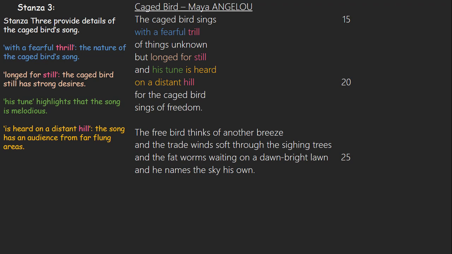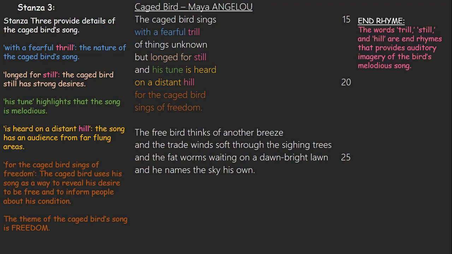And she continues that his tune is heard on a distant hill. His tune highlights that the song of the cage bird is melodious, so it's like a tune. It's something that people are going to enjoy listening to. "Heard on a distant hill" reveals to the reader that there is an audience for the song in far-flung areas way beyond the confines of the cage bird. So there are people who are interested in the song. There are people who look out for the song. There are people who want to hear the song.